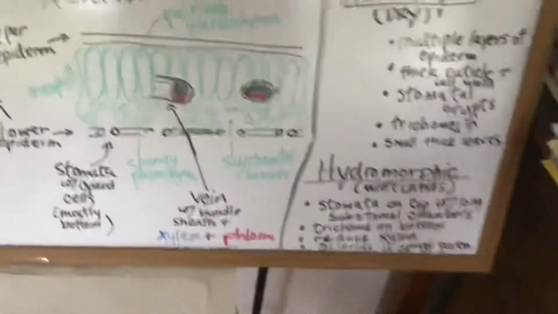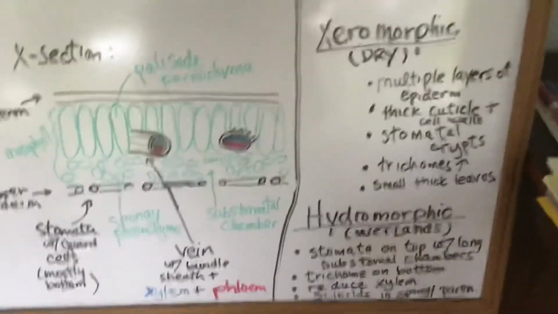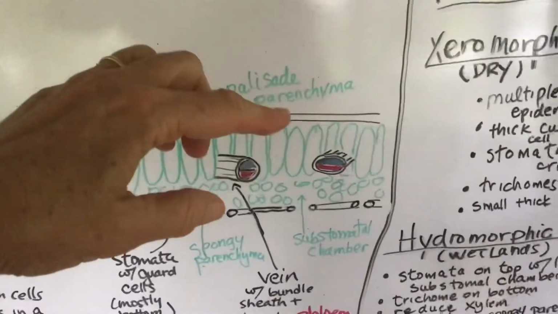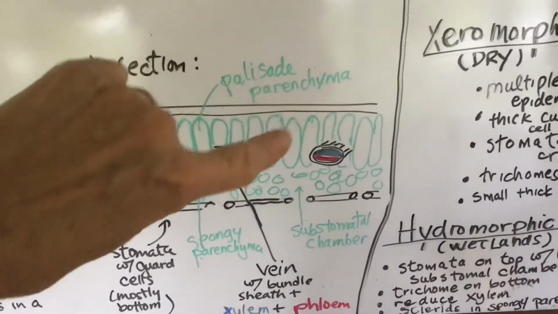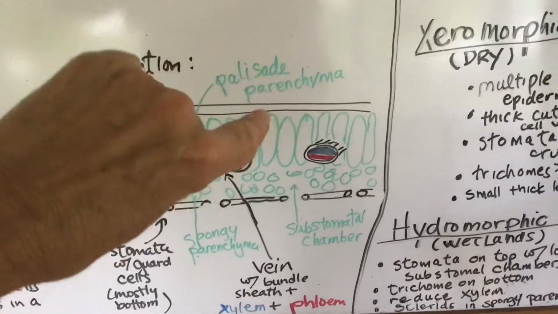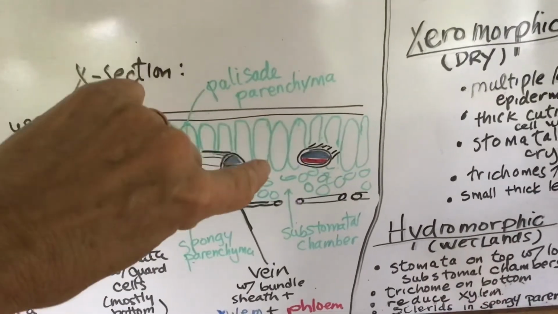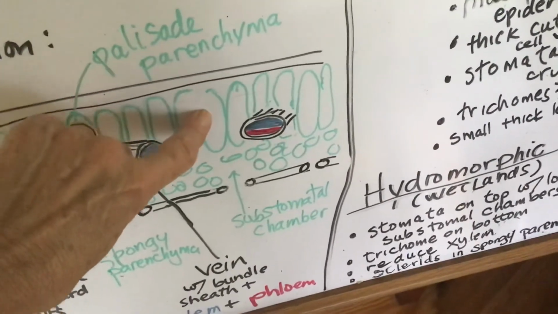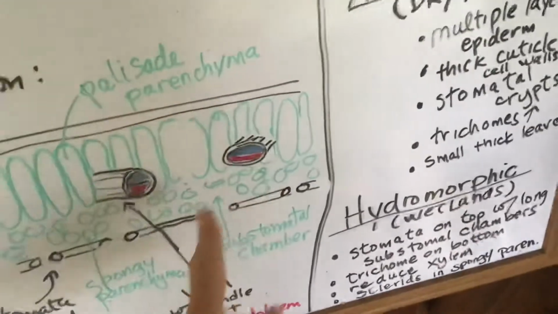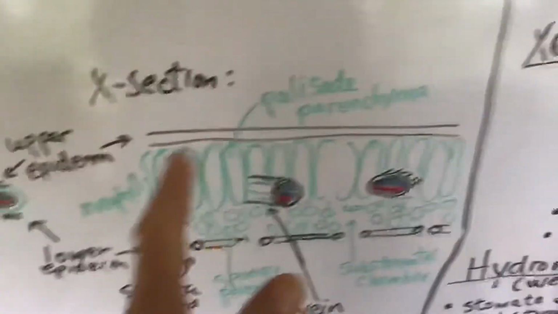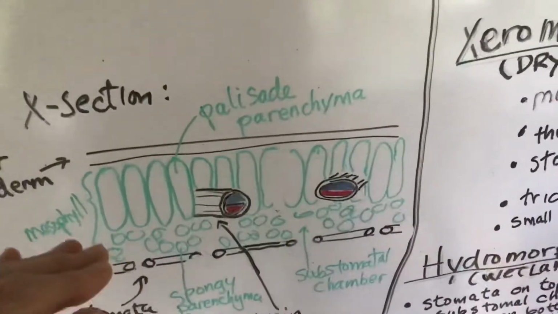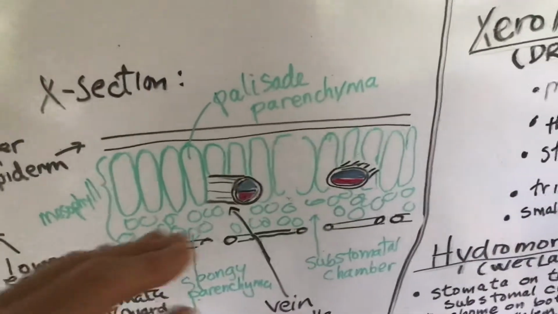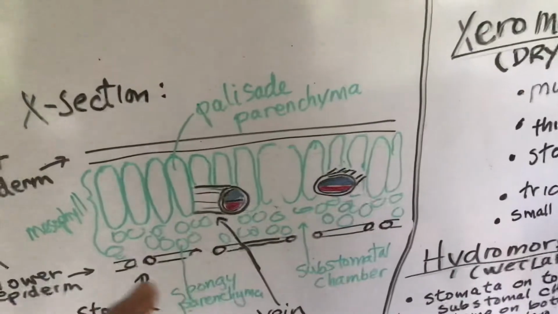Hydromorphic is the opposite. They're in wetland environments, and they would have their stomata on the top. So what would happen is the stomata on the top would have a substomatal chamber that has to go through between palisade parenchyma. So what you would get is a line of a substomatal chamber going down between the cells, fairly commonly along the top, into the spongy parenchyma, which would then be completely enclosed. In other words, there would be no stomata down here.